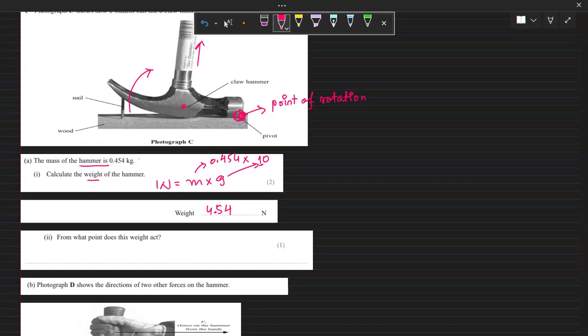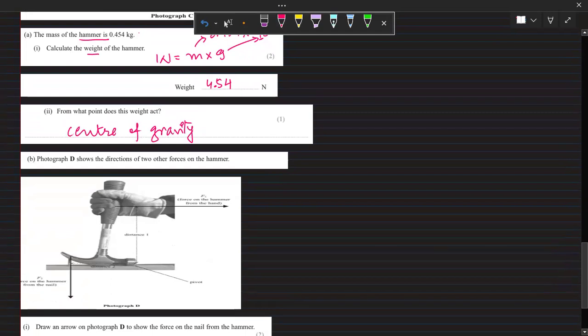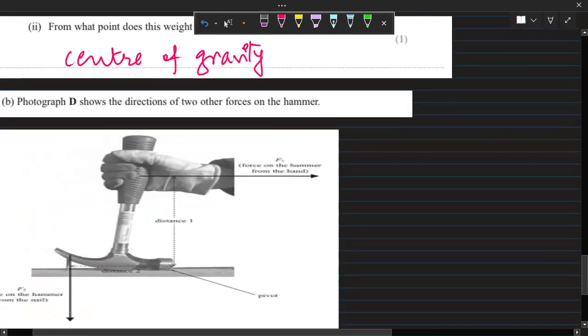And an experiment can come in the exam: how will you find the center of gravity of the object, okay? So from what point does this weight act? It is going to be the center of gravity, right? Now, photograph D shows the direction of two other forces on the hammer. Okay, so this is the figure that is given here.